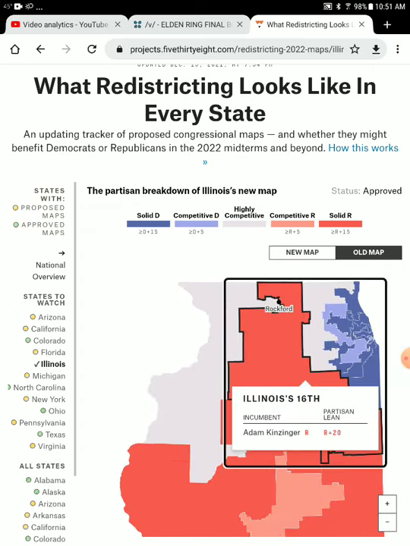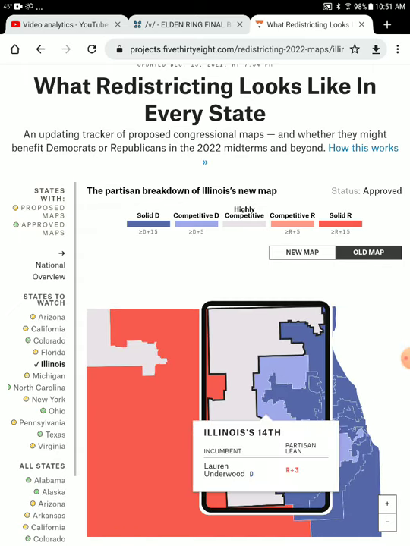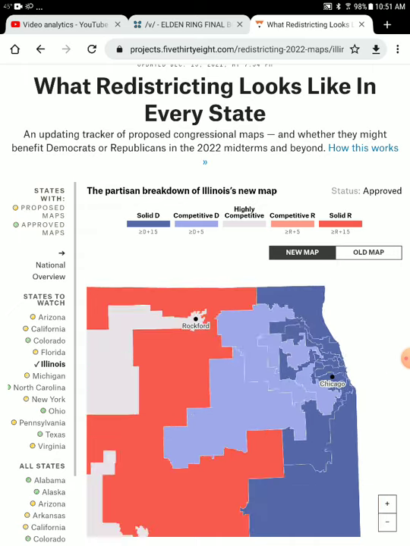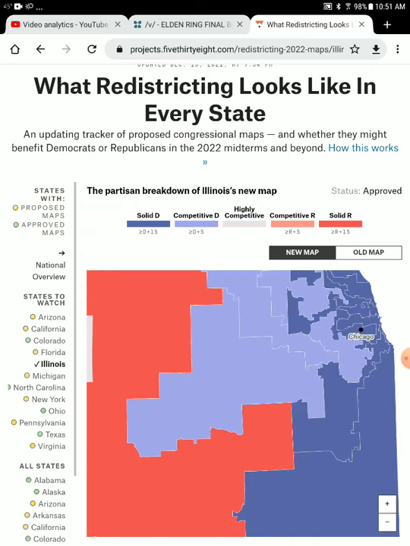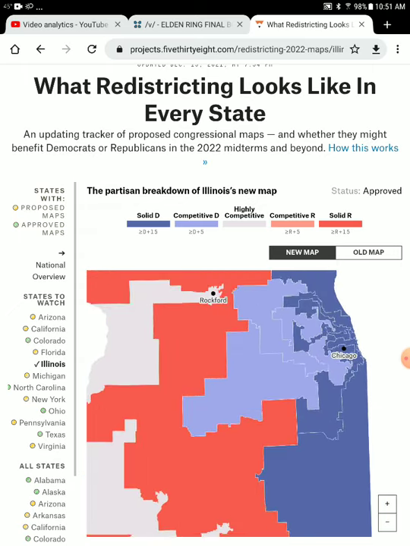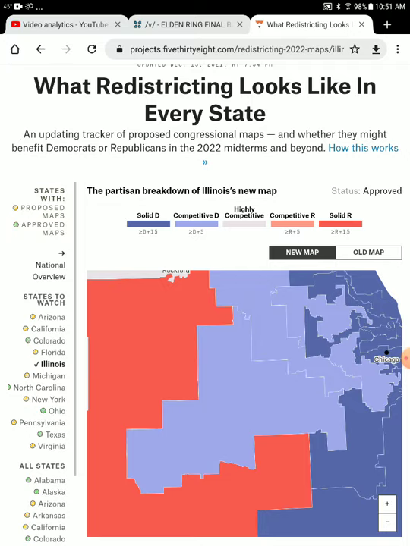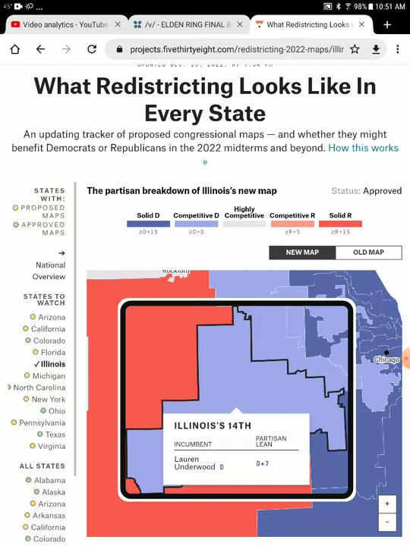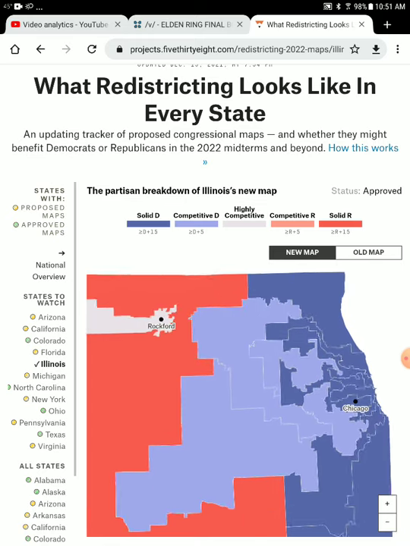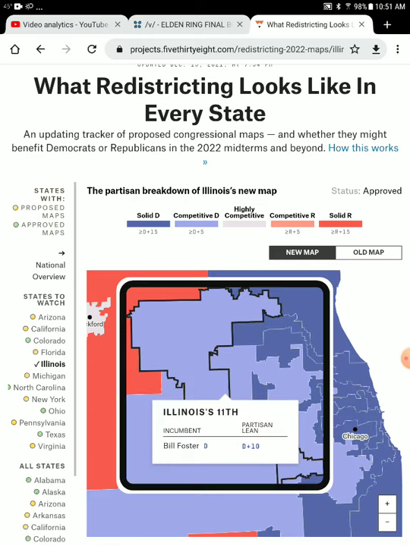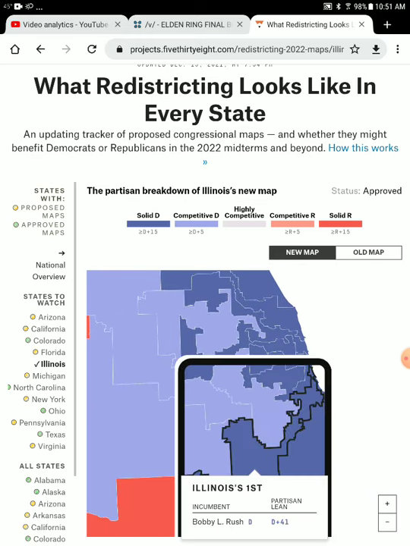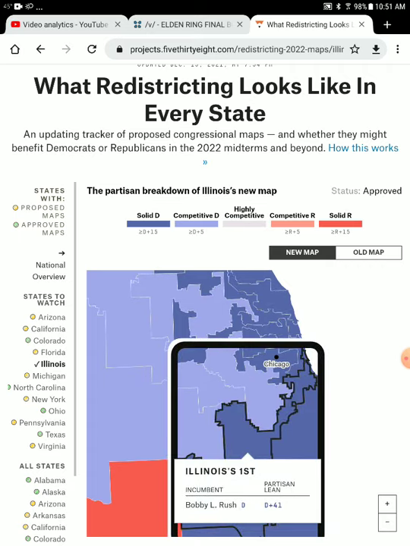And then we have Illinois' 14th. Illinois' 14th is now all the way down here, and it basically cuts into all these really small rural areas as well. But then we have stuff like this. Then we have Chicago. Illinois' first is a prime example of bad border gore.